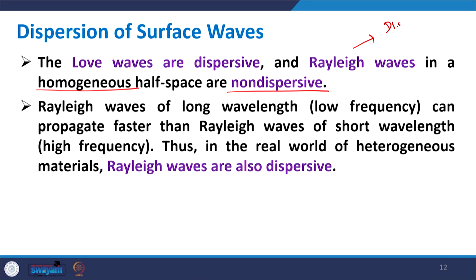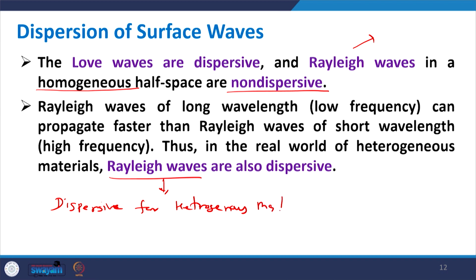Same thing for relative waves: they will be dispersive for heterogeneous material. So in the sense, you have a condition for the relative wave, whether it will be dispersive or non-dispersive, that will depend on your medium. If the medium is homogeneous, non-dispersive; if the medium is heterogeneous, dispersive. But the Love wave will always be dispersive, irrespective of the type of medium.